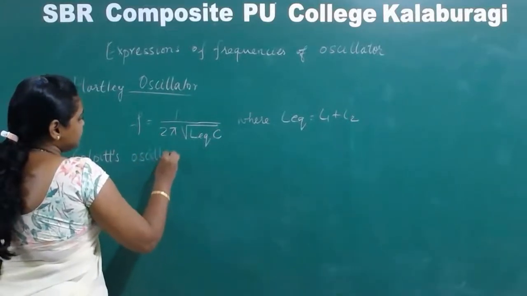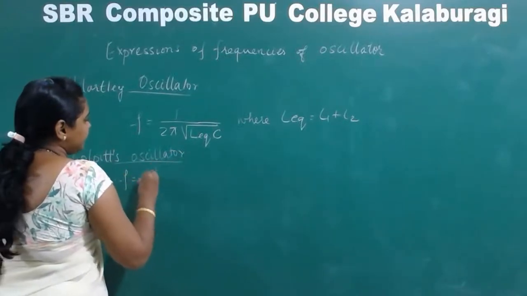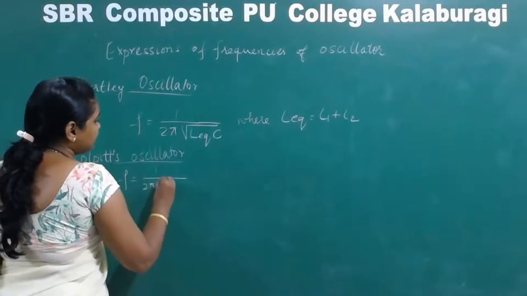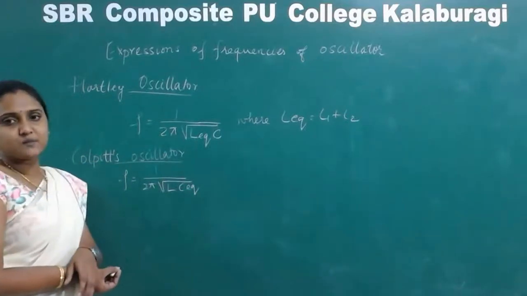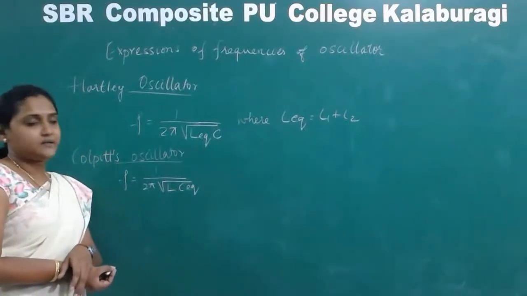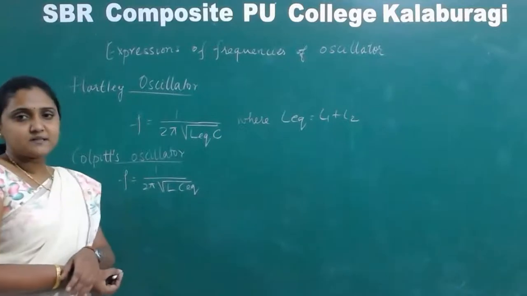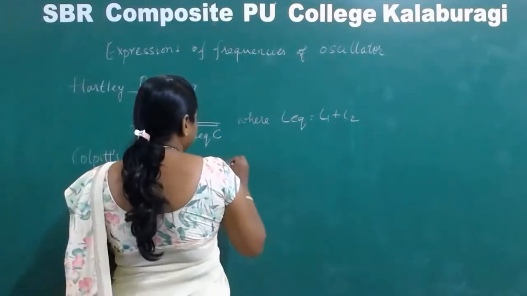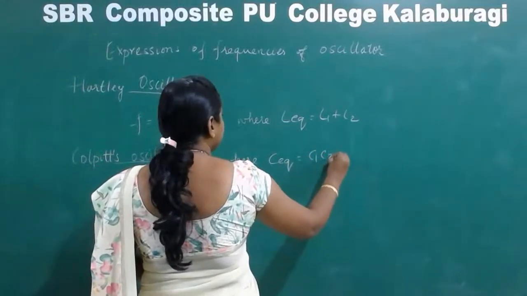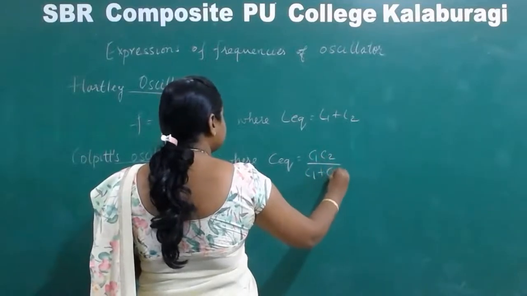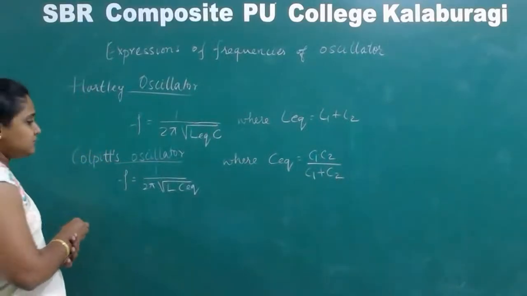Next, we study the Colpitts oscillator, where the frequency is given by f is equal to 1 divided by 2 pi under root L C equivalent. Because Hartley uses two inductors and one capacitor, Colpitts uses two capacitors and one inductor. We can find L equivalent here and C equivalent here. Because two capacitors will be connected in series, we use the expression of C equivalent as C1 into C2 divided by C1 plus C2. Right? So these are the two important expressions.